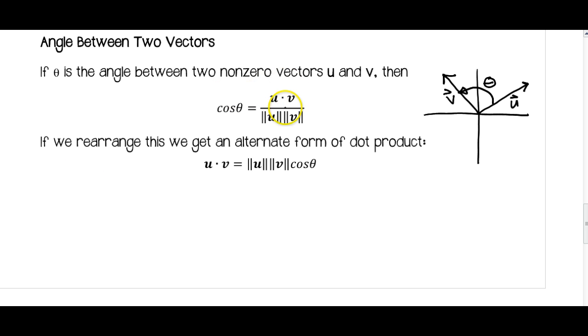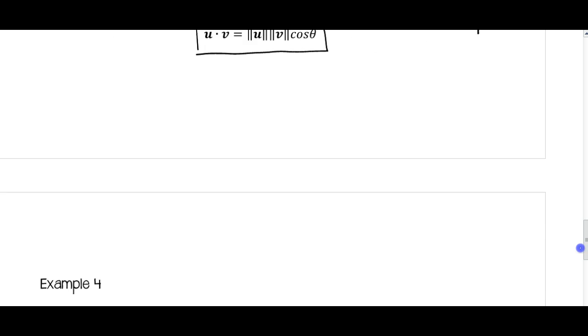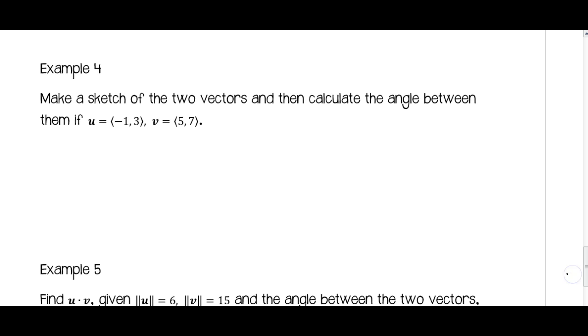And before we move on to an example, let's take a look. We've got the dot product up here. So if we rearrange this and solve it for u dot v, we get another form of dot product which may come in handy, and we'll actually do some examples using this one instead. So instead of doing the product of the x components plus the product of the y components, we could also do this if we know this information. Okay, so moving on, we're going to make a sketch of the two vectors and then calculate the angle between them.